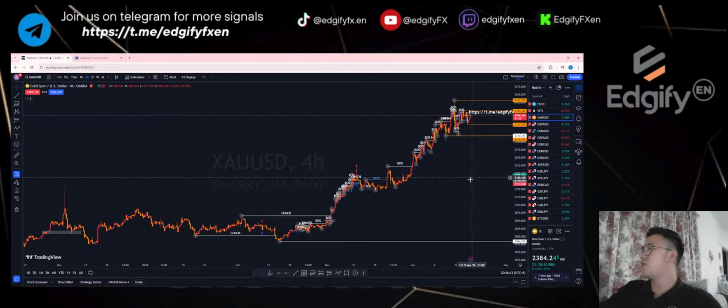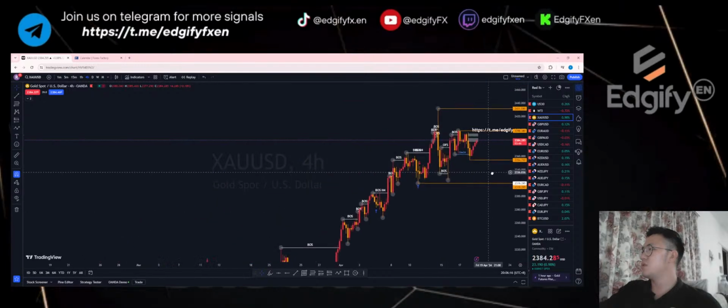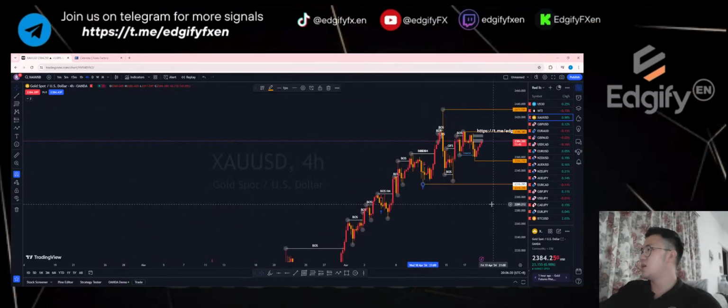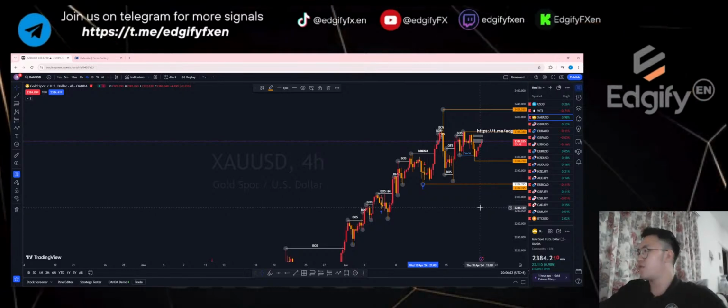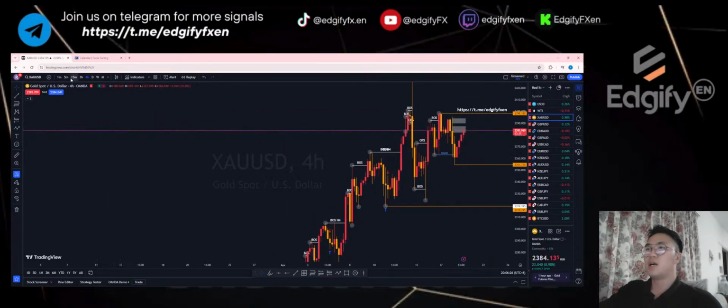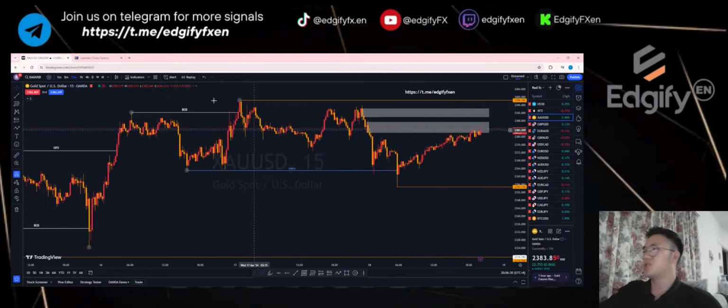But if you look at hour 4, it is still an uptrend for me, from this low to this high. So it's still an uptrend for me on hour 4. On the 15-minute, we can try and get a sell position.